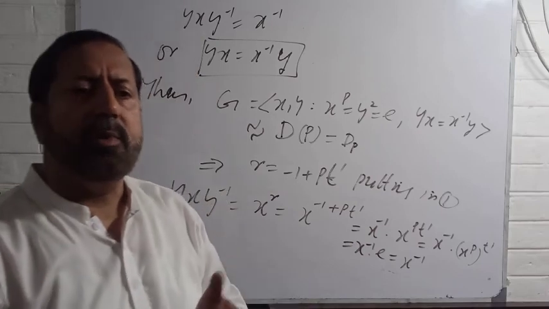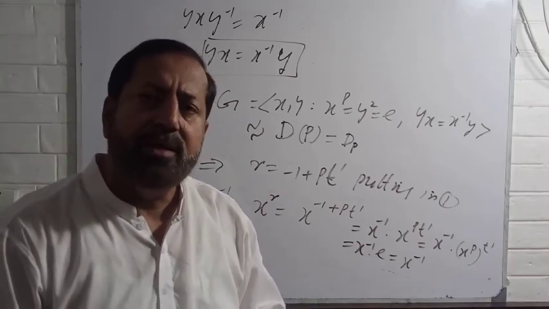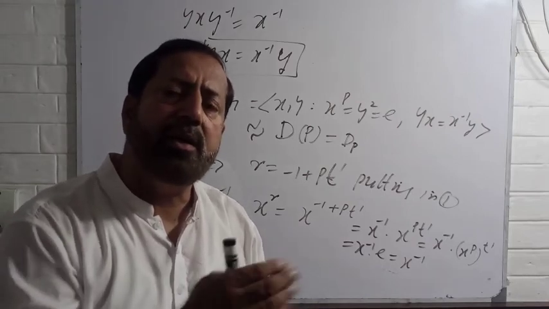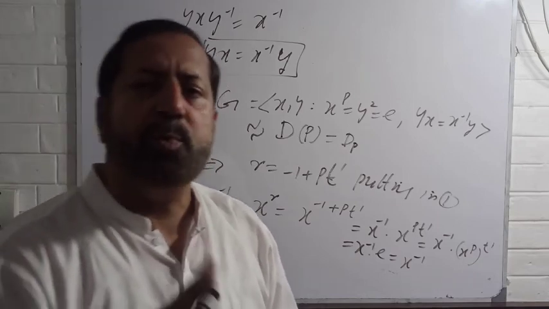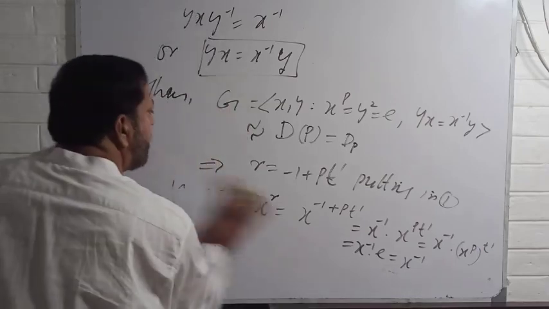So whenever a group G is of order 2p, then G is isomorphic to either C2p or D_p. So these are the two possible groups of order 2p. So look at this little classification.